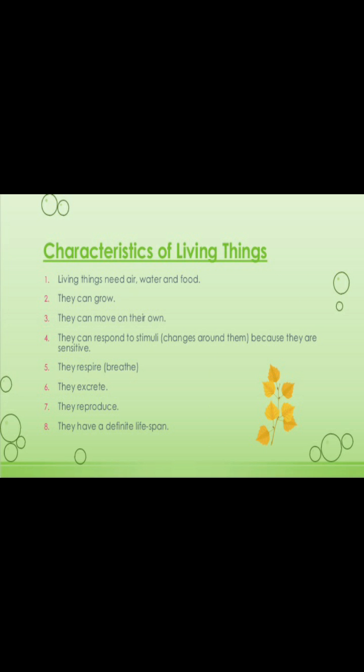Characteristics of living things. Living things need air, water, and food. They can grow. They can move on their own. They can respond to stimuli. They respire, they excrete, they reproduce, and they have a definite lifespan. First one is living things need air, water, and food. We, human beings and animals, we need air to breathe, water to drink, and food to eat. These three are very necessary.